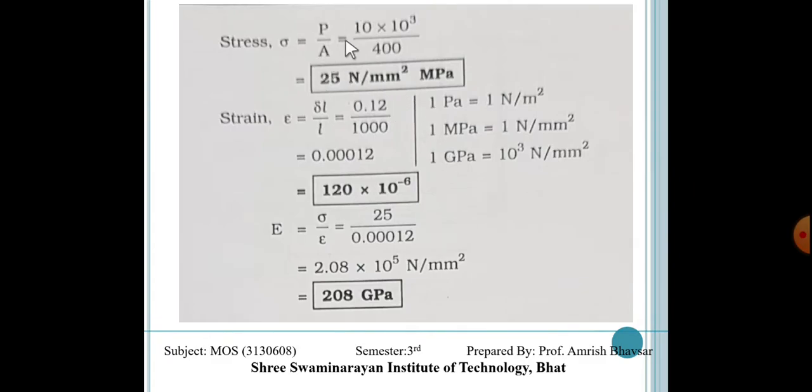First of all, stress is P upon A, equal to 10 into 10 raised to 3 divided by the area, so 25 Newton per mm square. Now strain is equal to delta L upon L. So we will get epsilon as 0.00012, so 120 into 10 raised to minus 6. Clear? Now we have the equation E is equal to sigma upon epsilon. So we will get the value of E from the equation, 208 gigapascal.